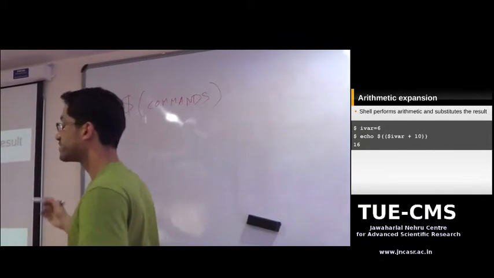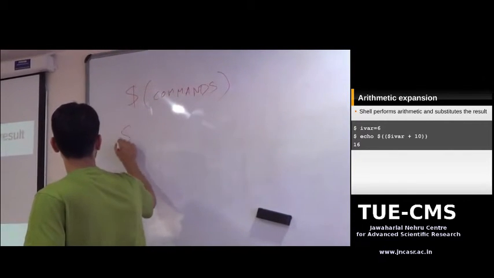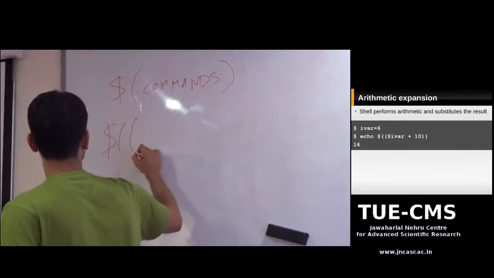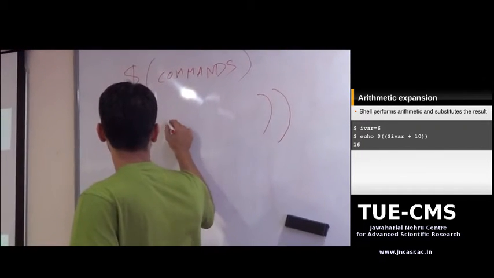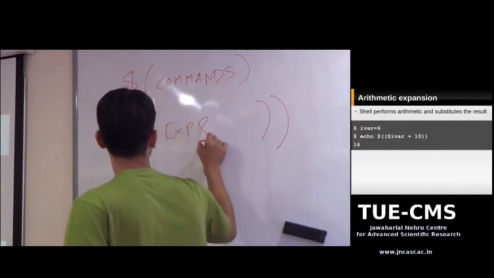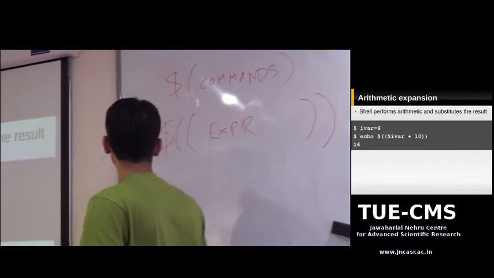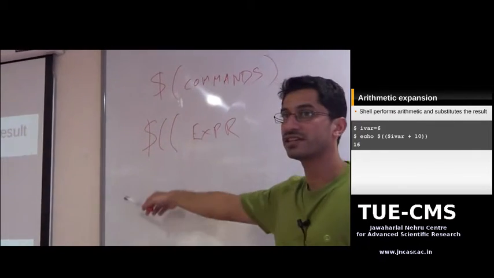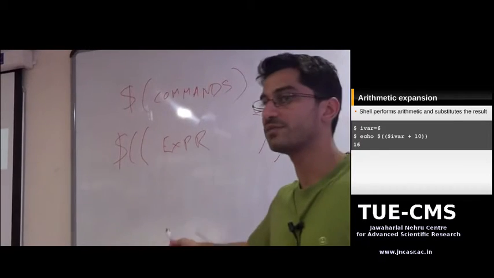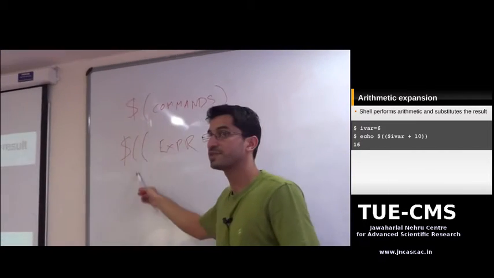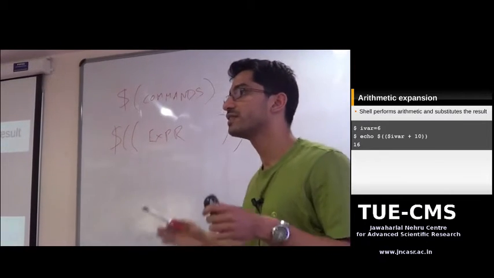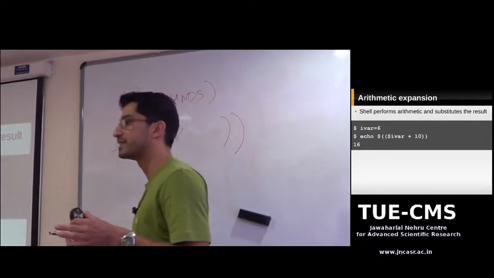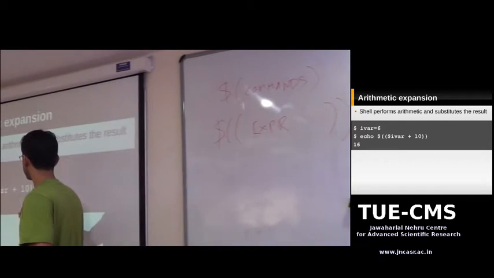Now for arithmetic expansion, it's a similar syntax. It's dollar and two brackets. You close it with two brackets, and you can type some expression here. What this means is that when the shell sees a dollar and a double bracket enclosing some expression, it evaluates this expression as though it was some arithmetic expression. So you can use the arithmetic operators over here.